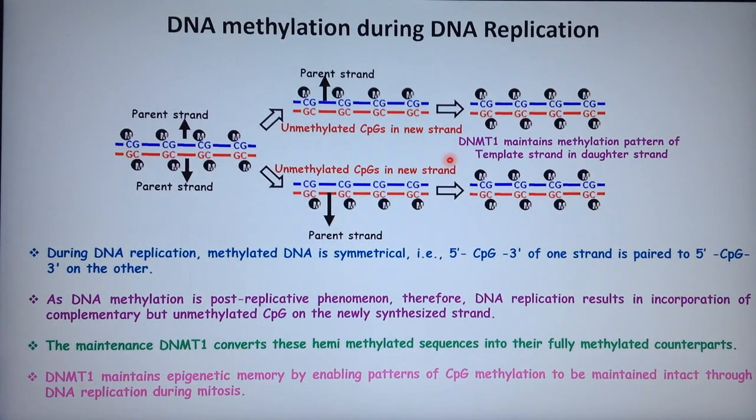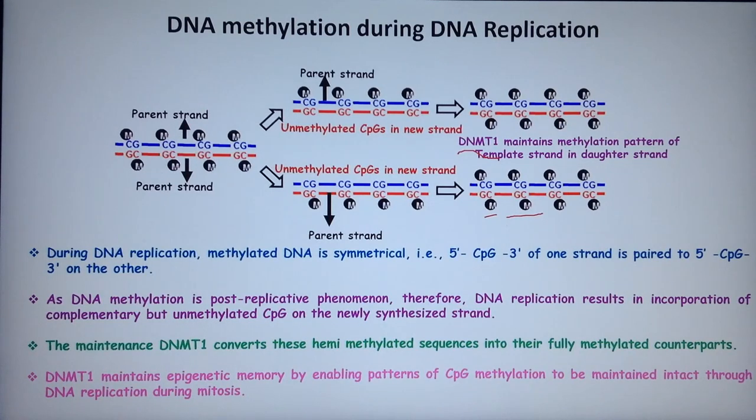Now here we have the important role of DNMT1, which is the maintenance methylase. Whatever CpG islands or CpG sequences are methylated in the template strand, DNMT1 helps to maintain the same methylation pattern in the newly synthesized strand. As you can see here, this red one has a methyl group here. Now with the help of DNMT1, these methyl groups are added to the newly synthesized strand, here also and in this strand also.